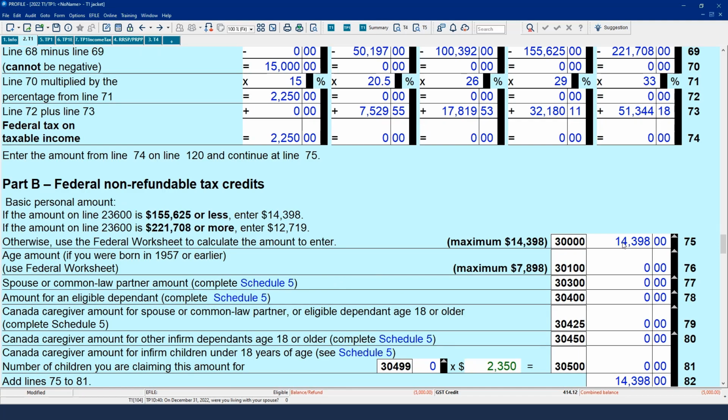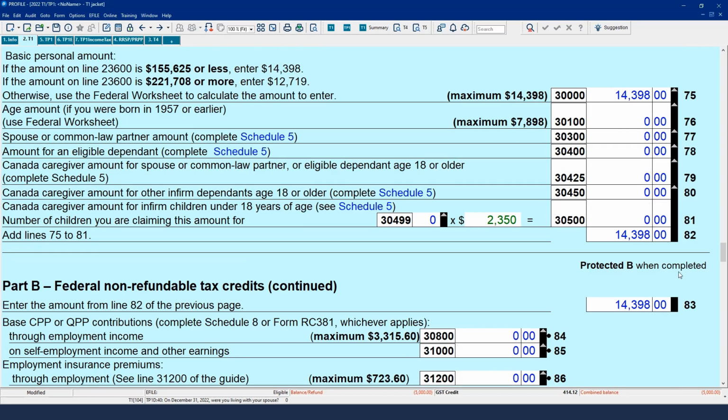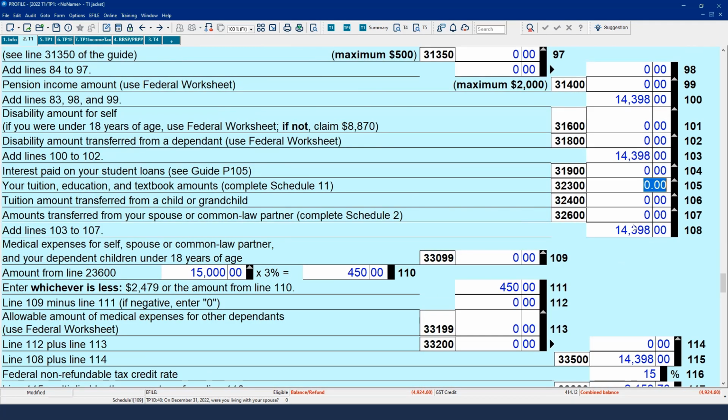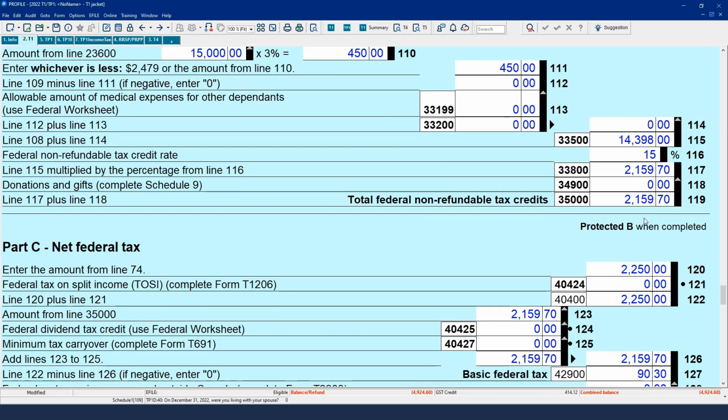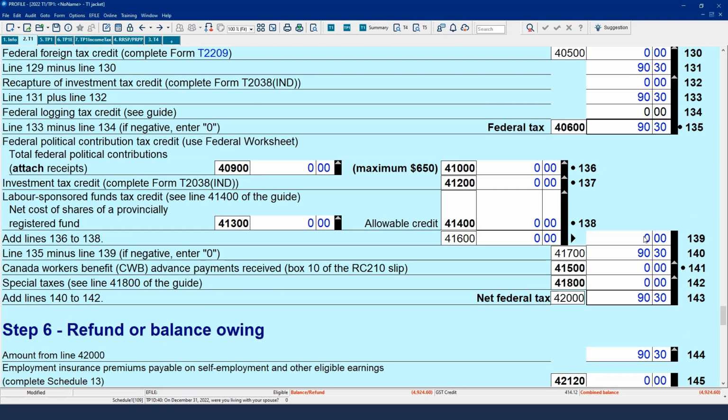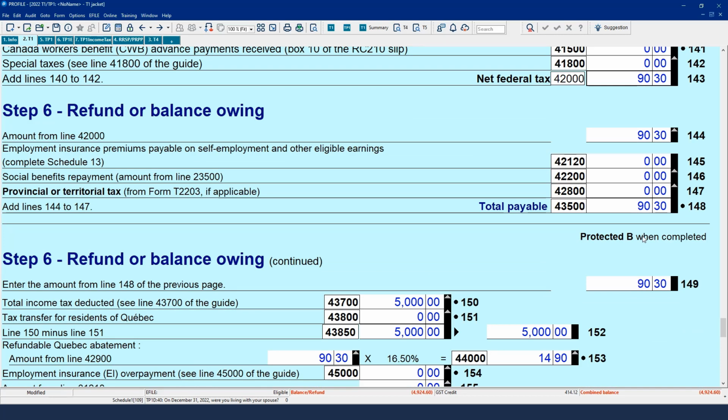But I've got a personal amount here of $14,398, and I get a 15% credit of that, which is, let me remove the tuition as well. So 15% of my $14,398, which is the basic personal amount that everyone gets, is $2,159. But I owe $2,250. That's the calculation of my taxes owing on my taxable income. But I've got $2,159 of non-refundable tax credit. So the difference, I'm left with $90. So I only owe not $9,000, but $90 of taxes.